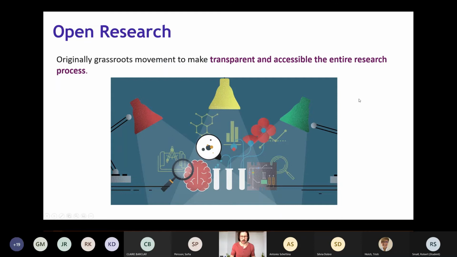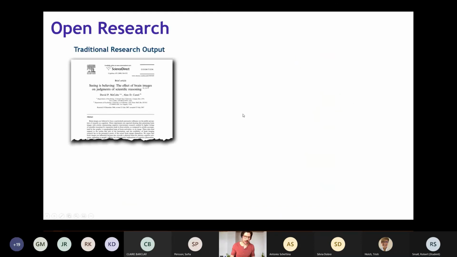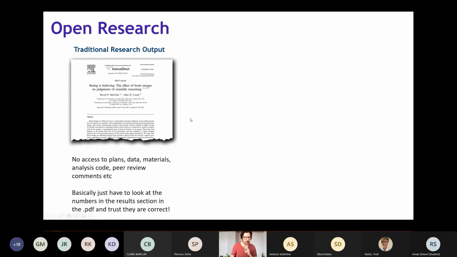And to give an example of what this looks like, a traditional research output would be something like this. This is not to pick on this one in particular, it's just one that we use in our research methods classes. It's a PDF report of a piece of research. And we have no access to what the researchers planned to do, the data, the materials, how they analysed the data, how it was reviewed. All we've got to go off is their summary of what they did.